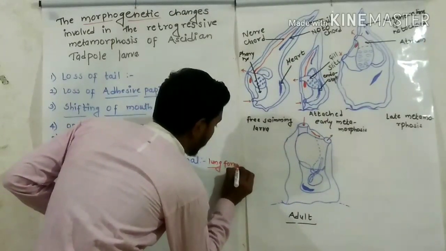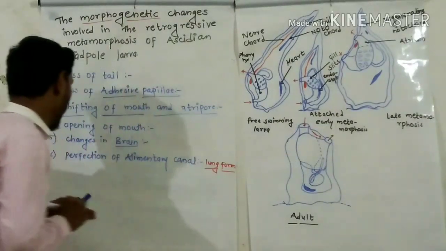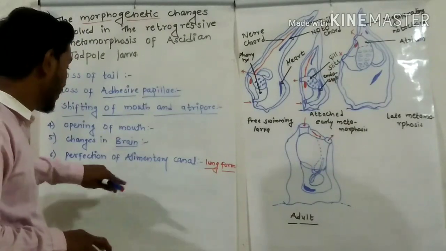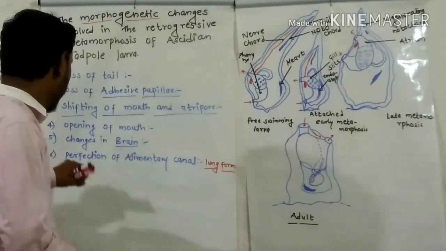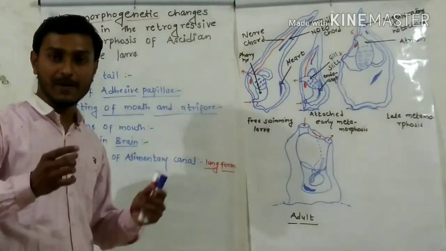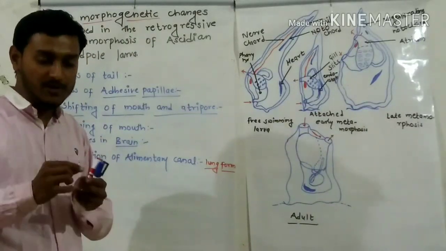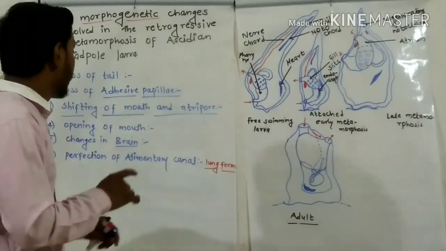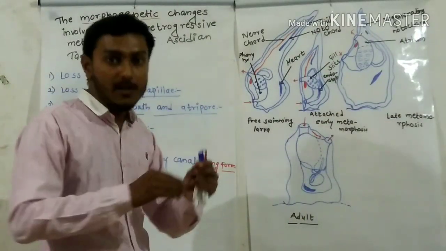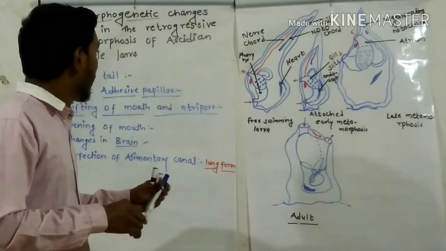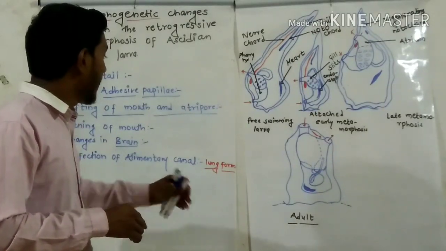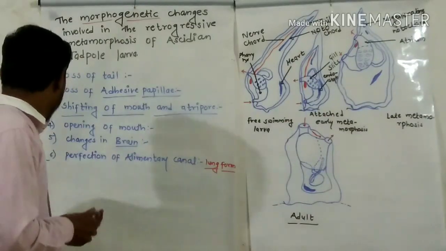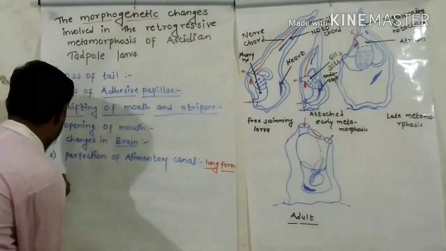Lung formation. Okay, I am writing in short, lung form. There is the formation of lungs in the perfection of the elementary canal. What are the changes? I am repeating again that the pharynx enlarges, there is formation of stigmata, that is more number of stigmata are formed, they become vascularized, and the intestine becomes U-shaped. Then the lung is formed. Okay, stomach also enlarges.